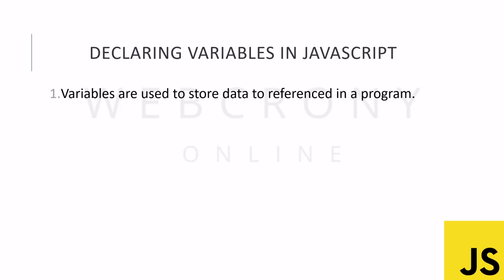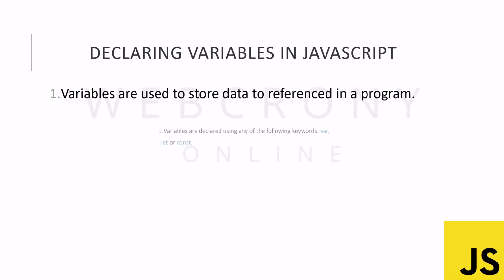And sometimes these data are used several times in the program. In order to avoid repetition of the data, we store the data in a variable, and the variable is used throughout the code. Is that okay? So variables are the basic things every developer needs to understand in order to write good programs.